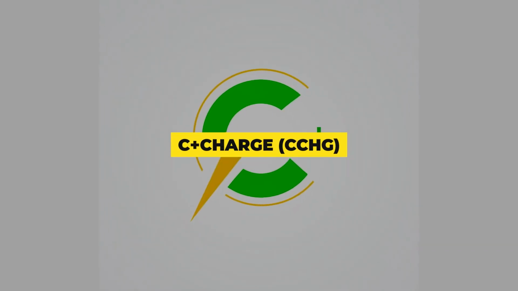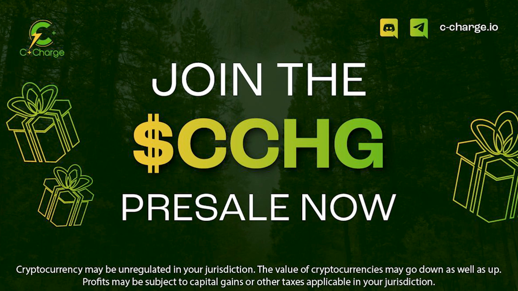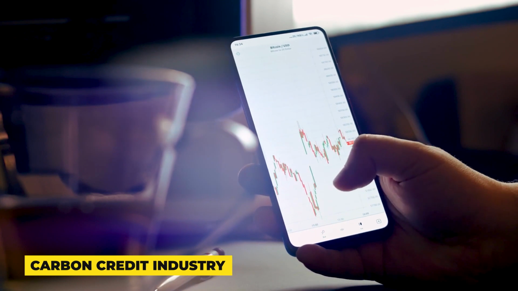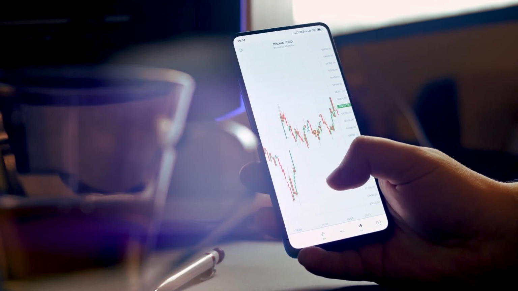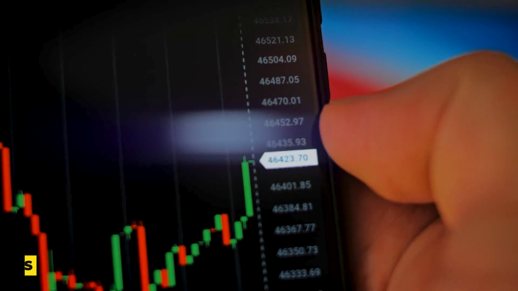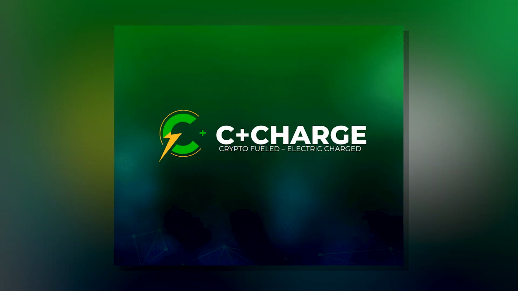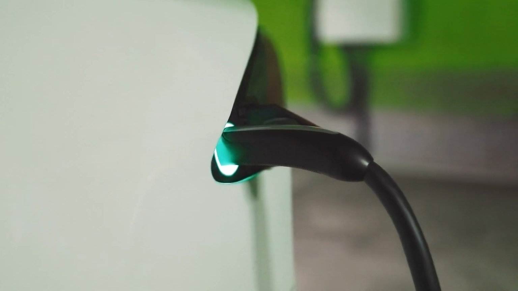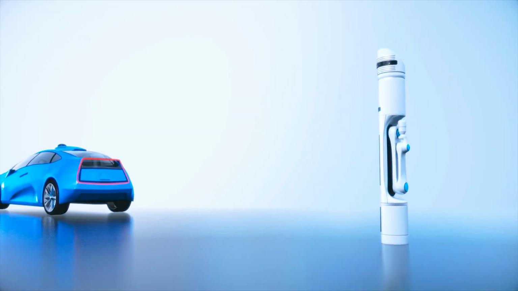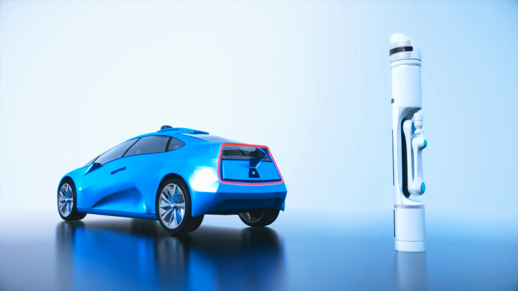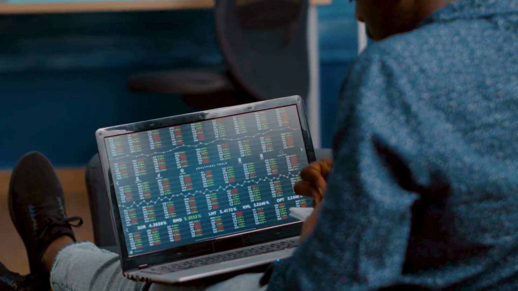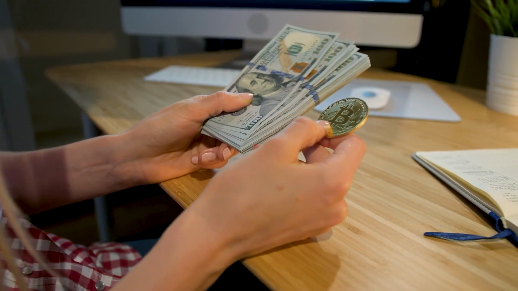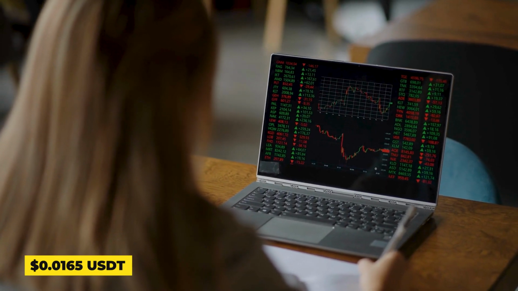C+ Charge, CCHG. C+ Charge is a cryptocurrency-powered electric vehicle charging and payment solution designed to democratize the carbon credit industry. It prides itself on being the first platform on or off the chain dedicated to rewarding EV drivers. Drivers earn carbon credits as CCHG while charging their vehicles. Charging station operators will also be paid in CCHG, increasing the utility of the token. The C+ Charge pre-sale recently launched with $4.1 million raised. Investors can buy one CCHG for 0.013 USDT, but the price will rise to 0.0165 USDT in the next round.